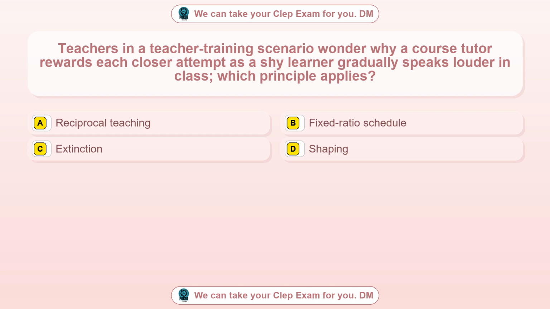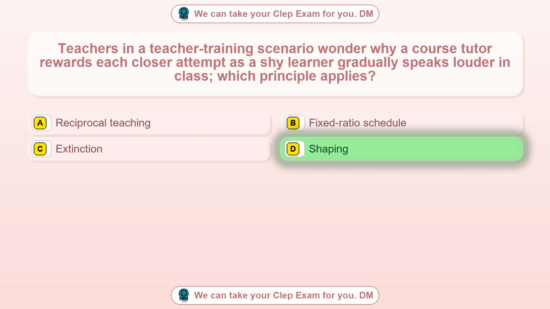Question 5. Teachers in a teacher training scenario wonder why a course tutor rewards each closer attempt as a shy learner gradually speaks louder in class. Which principle applies? Option A, reciprocal teaching. Option B, fixed ratio schedule. Option C, extinction. Option D, shaping. The correct answer is option D.